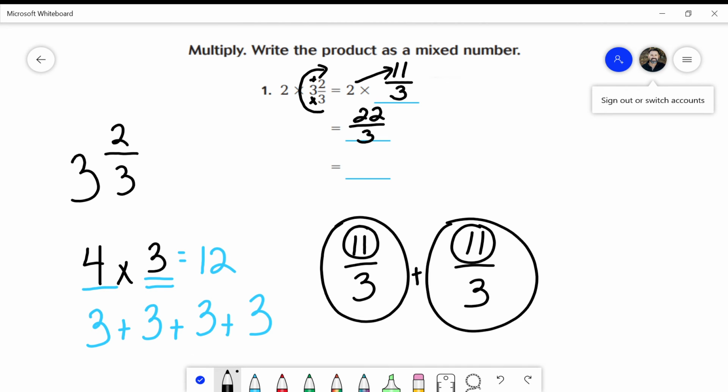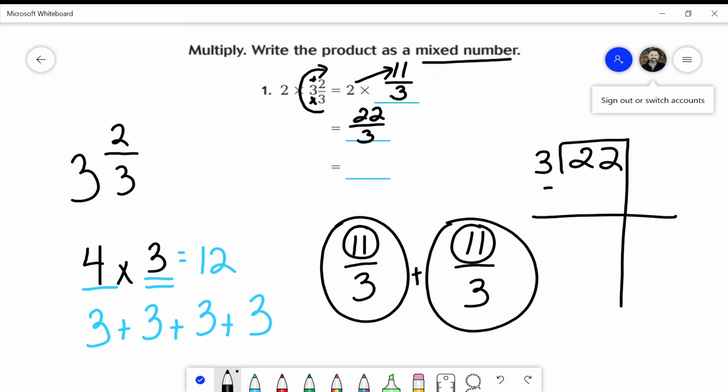That doesn't change. Now what we want to do is make sure we put our answer as a mixed number. So all we want to do is divide 22 divided by 3. We're going to use our partial quotient strategy. We're just going to think of multiples of 3 to get close to 22. Well, the best multiple of 3 is the 7th one. If we count by 3's 7 times, we get to 21. And we have a remainder of 1.